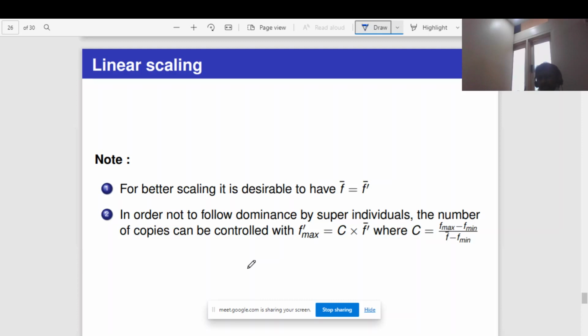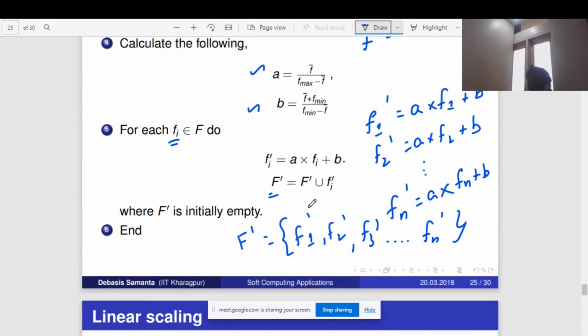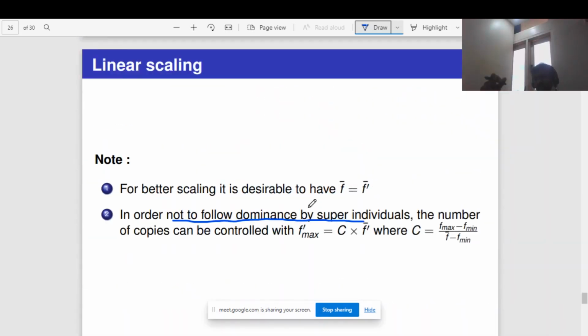Okay, so in linear scaling, there is a step in order not to follow dominance by superior individuals. What does this mean? Dominance by superior individuals means every time the individual with a good fitness score will be selected again and again. So there is a chance, right? If someone has a good fitness score, then they will be selected again and again in the genetic algorithm.